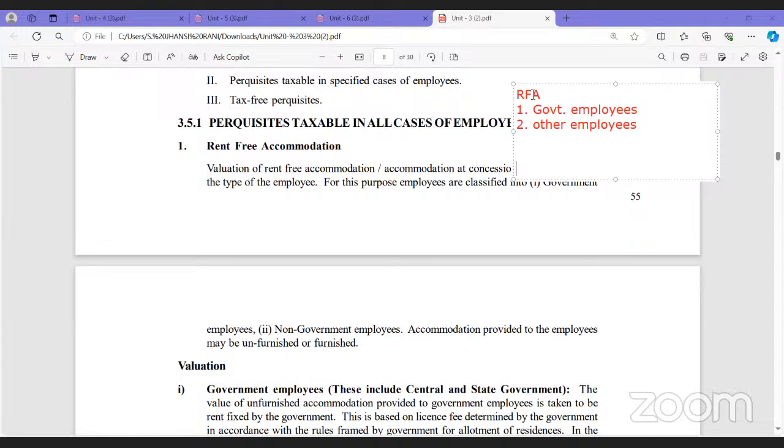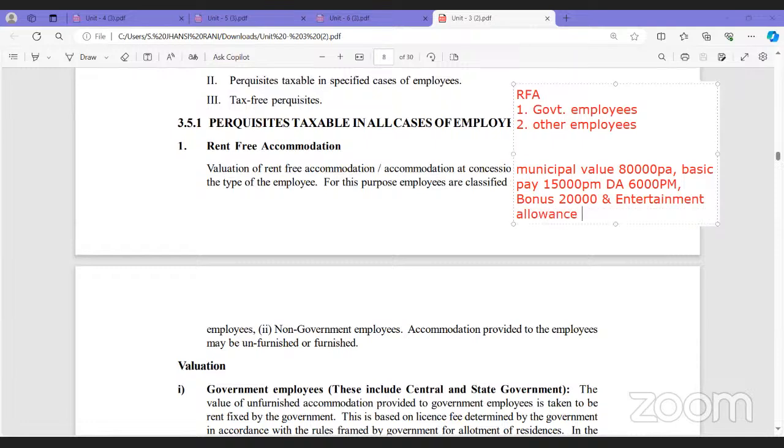Now, the point comes about the other employees. First, I'll do the government employee. One problem I'll do. Mr. Venkat is a government employee and he's provided with rent-free accommodation whose municipal value is 80,000 per annum. His pay particulars are: basic pay 15,000 per month, DA 6,000 per month, bonus 20,000, and entertainment allowance 6,000.